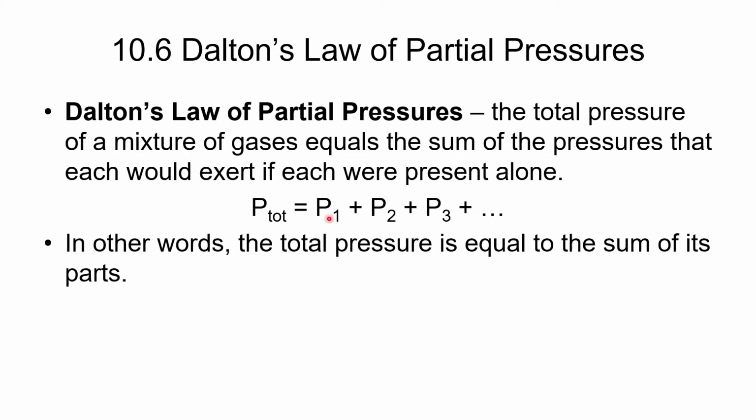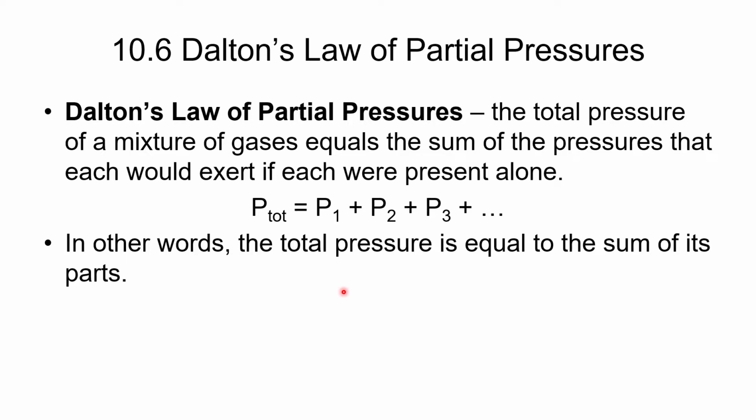Now, in and of itself, this is pretty cool and pretty useful, but what's really useful about this is that if this is true, which it appears to be true, then we can write ideal gas laws for each of the gases individually. We can treat them as individual components. We don't have to solve the whole thing and subtract off all the other stuff. We can just look at each individual component. And that is a really, really useful tool.